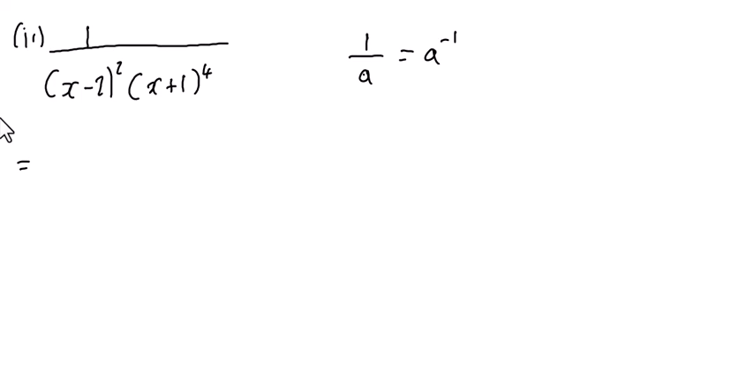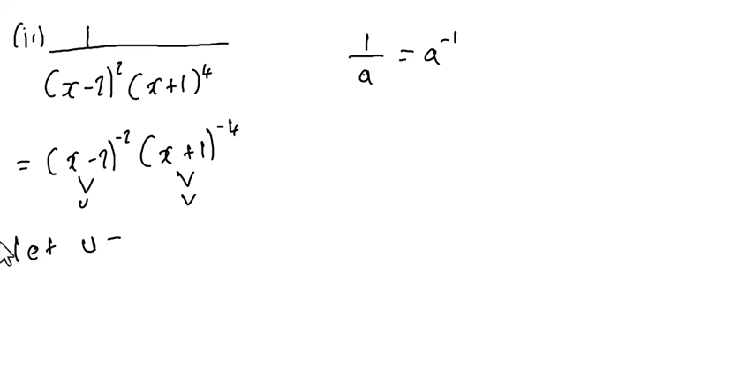So we're going to have this equals to x open bracket x minus 2 to the power negative 2. Okay. Then the other one is going to be x plus 1 to the power negative 4. Okay. So hence we're going to let this be our u, then this will be our v.